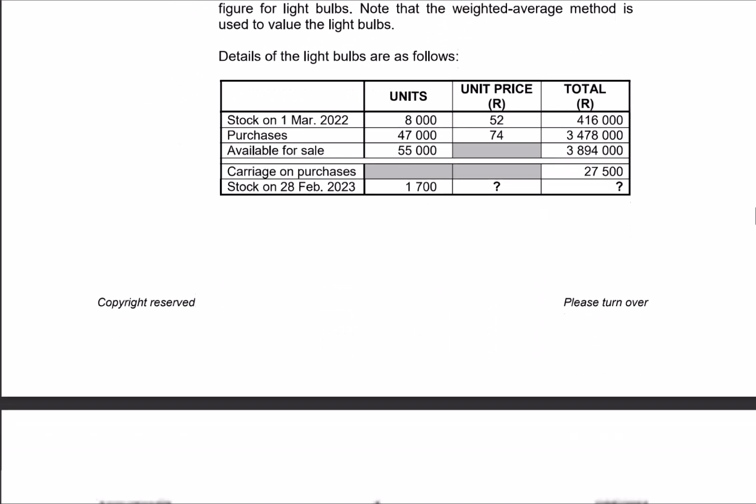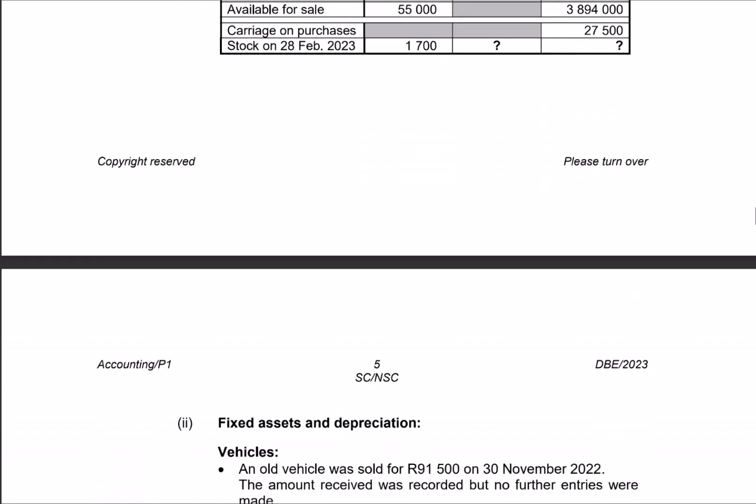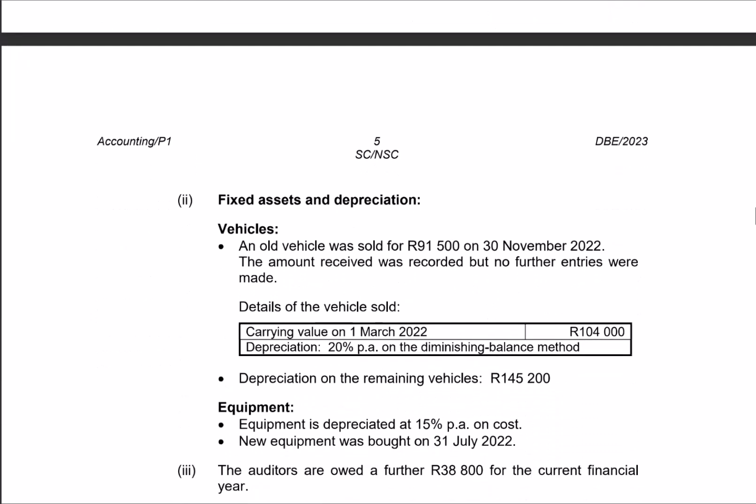Then moving along. Fixed assets and depreciation. Vehicles. An old vehicle was sold for 91,500 on 30 November 2022. The amount received was recorded, but no further entries were made. So they only recorded the amount received, but other entries were not made.